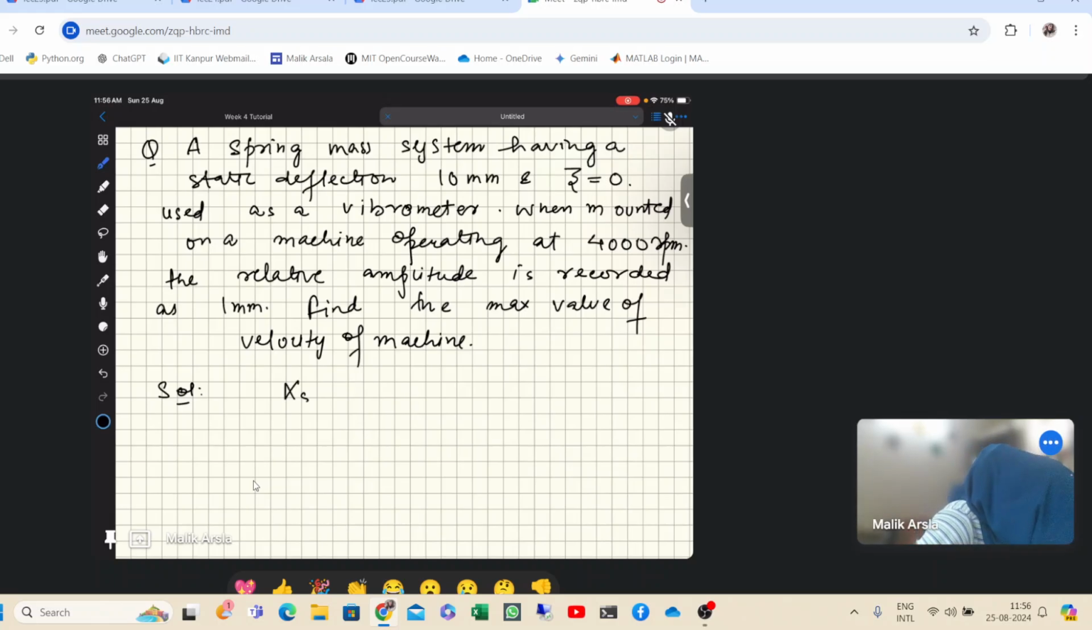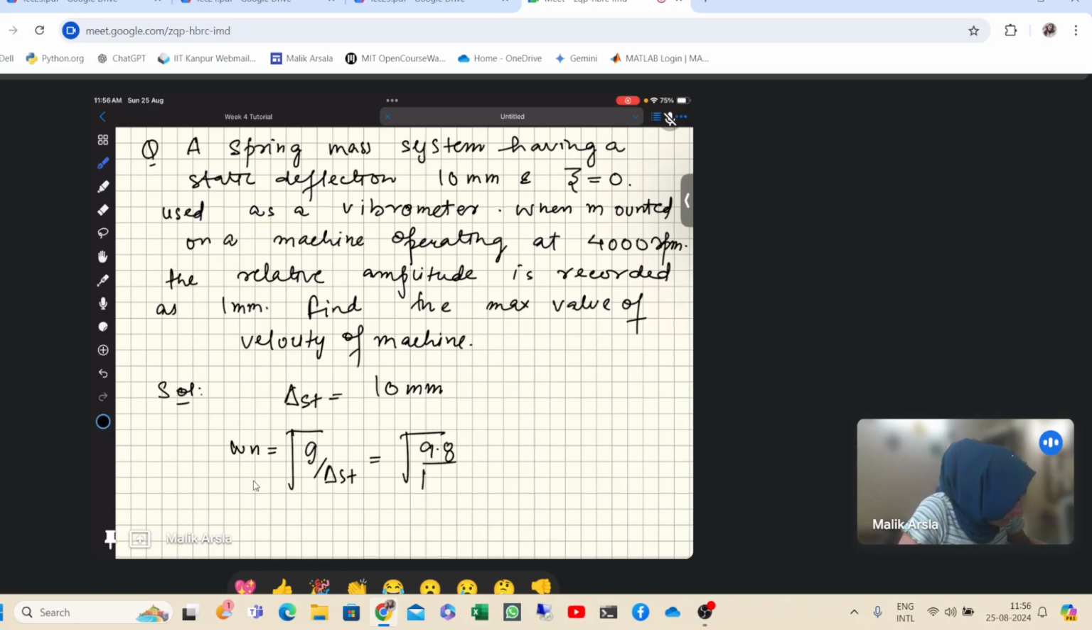So X ST is given as 10 mm, right? Static deflection, or you can simply write it as delta ST, whatever you like. So I'm going through the notations. Now omega n is equal to under root of g by delta ST. So it will be under root of 9.8 upon 10 into 10 to the power minus 3. Here you'll convert it to meters so that you get the answer in radians. Just the SI conversion. Now omega n we have.